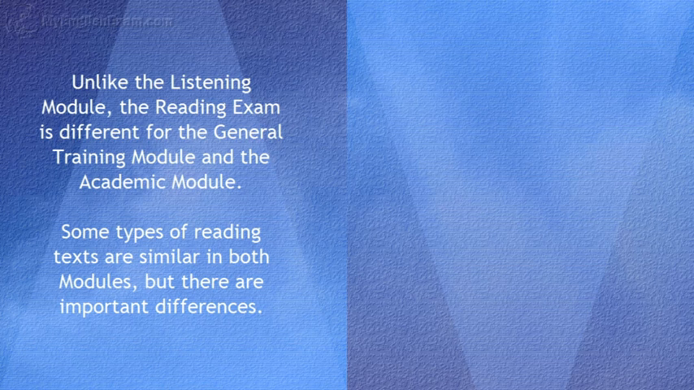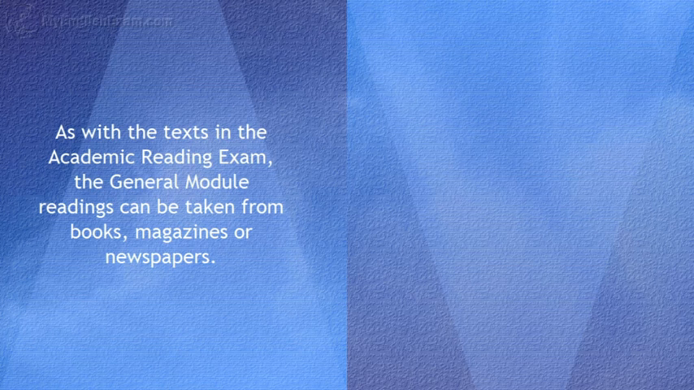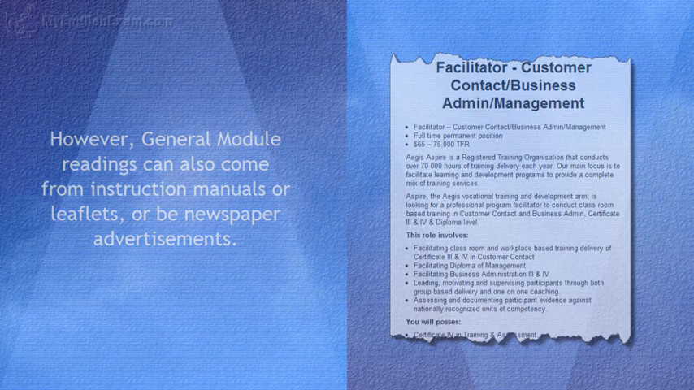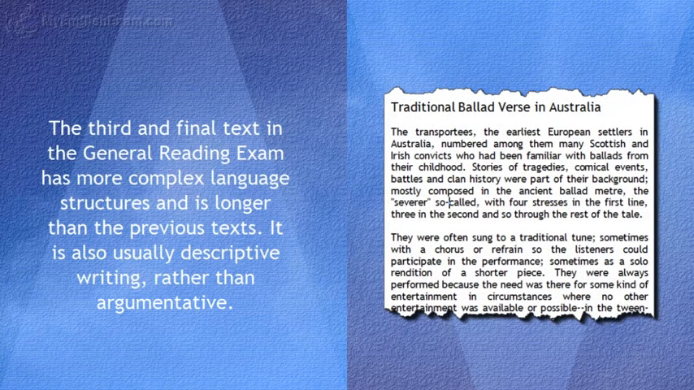Unlike the listening module, the reading exam is different for the general training module and the academic module. Some types of reading texts are similar in both modules, but there are important differences. As with the texts in the academic reading exam, the general module readings can be taken from books, magazines, or newspapers. However, general module readings can also come from instruction manuals or leaflets, or be newspaper advertisements. The third and final text in the general reading exam has more complex language structures and is longer than the previous texts. It is also usually descriptive writing rather than argumentative.